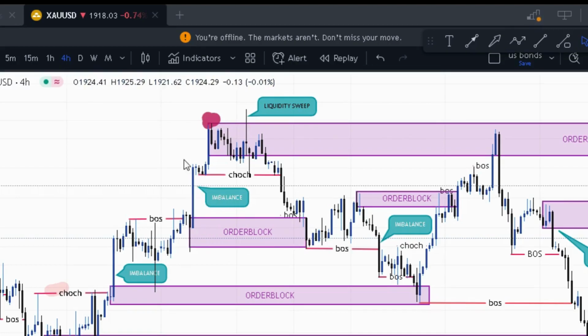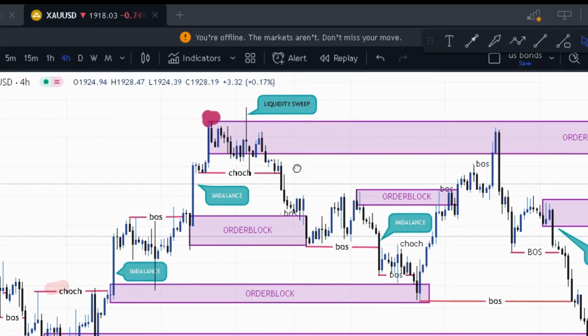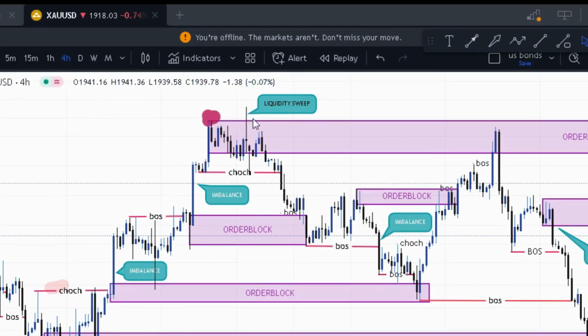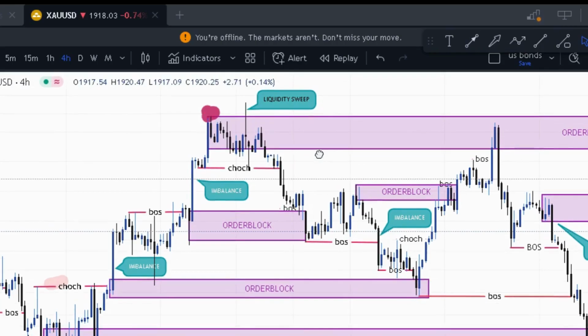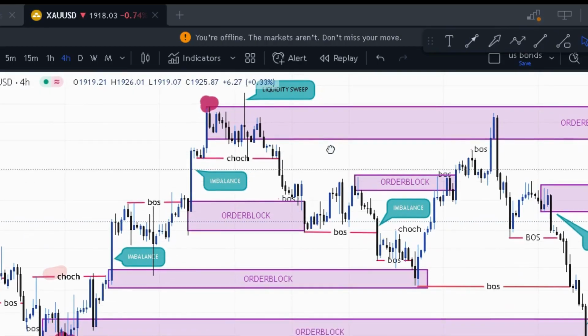And you can see after the market reached this level, there was a small pullback here, and this was a swing high. This candle represents a sweep of liquidity, and you can see the market after sweeping liquidity of this high here and failing to continue further, there was a change of character here.